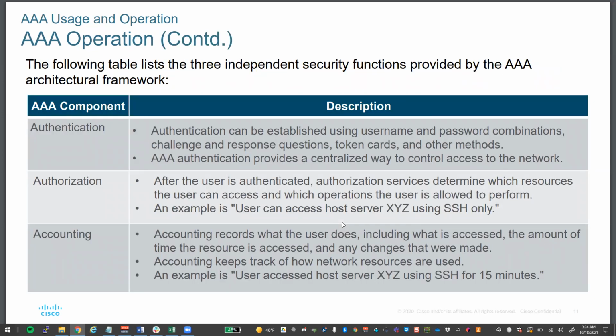So authentication, and you guys are going to want to know these for the exam. Authentication is established using a username and password combination, a challenge and response, tokens, two-factor authentication, anything like that. Authorization is, after that user is authenticated, what authorization service is going to provide them access to those resources. For example, that user only has access to host server XYZ using SSH only.